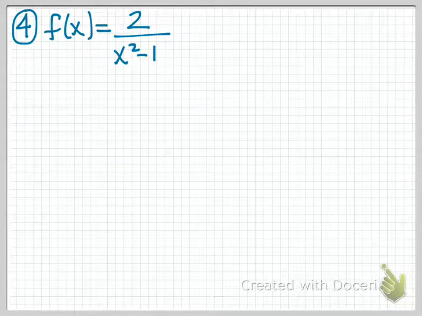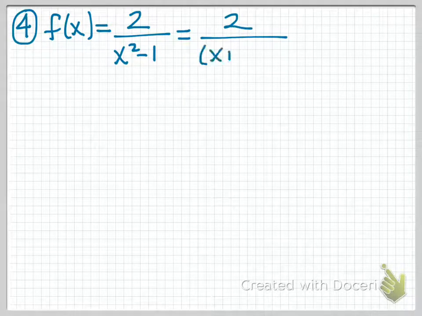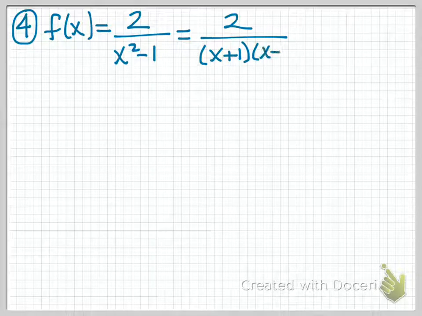Now let's look at number 4. Number 4 has a little more going on because we have a factorable denominator, so we need to take care of that first. So we'll keep the top, rewrite the bottom as x plus 1 times x minus 1 because we see the difference of two squares there. So now we have two exclusions.